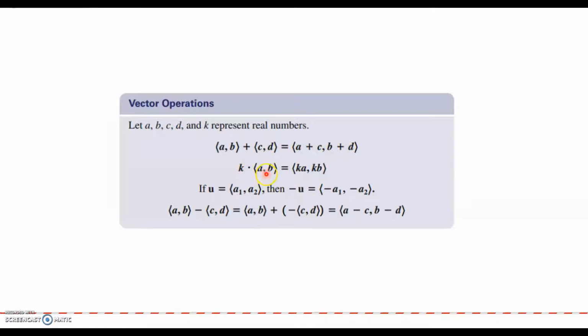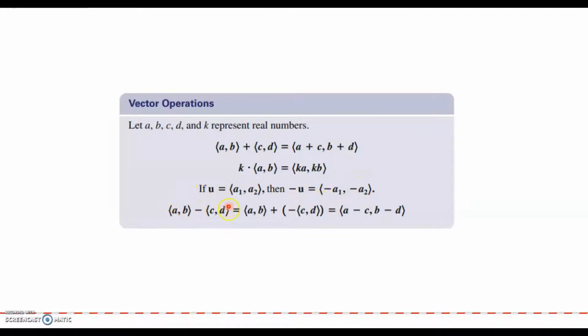You can also take a vector and multiply it by a scalar or a number. What you do is basically like distributing. You multiply both the horizontal component by that value and the vertical component by that value, and so that ends up being ka, comma, kb. Now, if vector u is (a1, a2), then if you wanted to take the opposite of vector u, you just change the signs on both the horizontal and the vertical component.